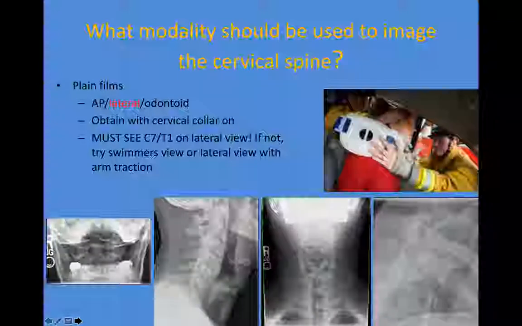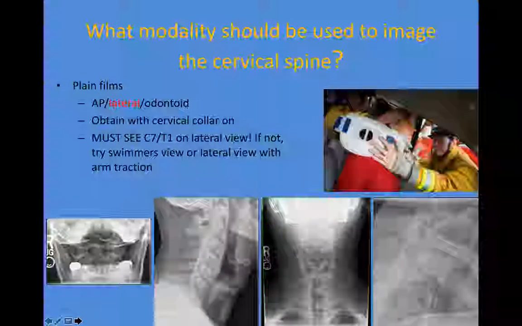So we always start with radiographs when we look at the cervical spine. The standard 3 view that you get initially is AP, lateral, and odontoid. In a perfect world, you would get the lateral view first and get your eyes on that and evaluate it before you keep going on. These films are supposed to be obtained with the cervical collar on, because you're not supposed to take that off until you establish that there's no unstable injury.